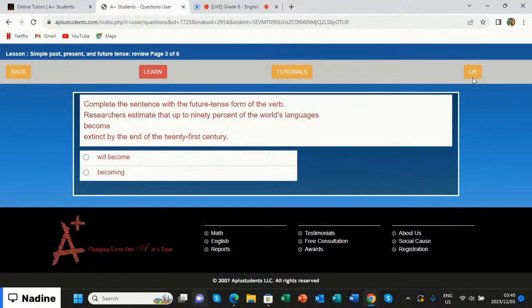And yes, we see that in the future, we are writing in the future tense, then we always add will in front of it. So it's going to be researchers estimate that up to 90% of the world's languages will become extinct by the end of the 21st century. Yes, will become is correct. So well done. Will become is correct.